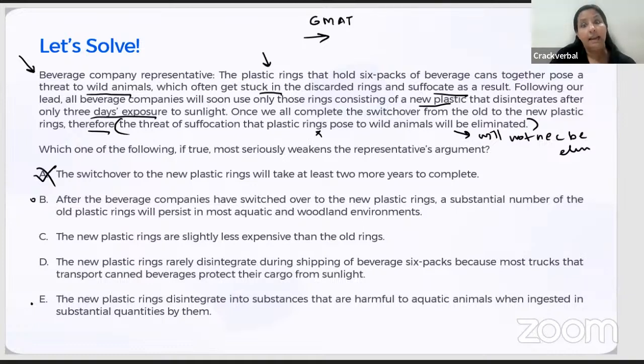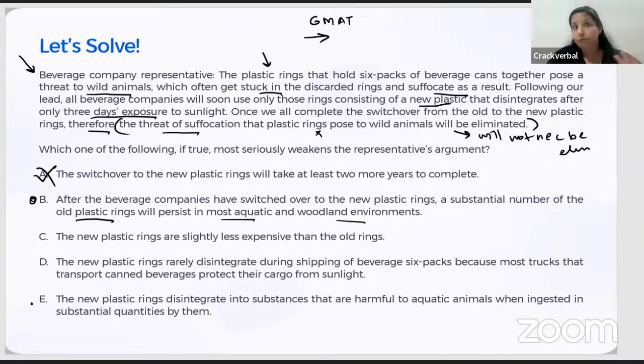Option B says that after you've switched to the new plastic rings, a large number of old plastic rings will persist in most aquatic and woodland environments. Now this is saying that, hey, you guys might have come up with this fancy new plastic that disintegrates in 3 days and stuff like that, but there's a lot of the old stuff that still remains. Now, this information is telling me that the threat of suffocation that the old plastic rings pose will not necessarily be eliminated. Looks good. I'm going to hold on to this.